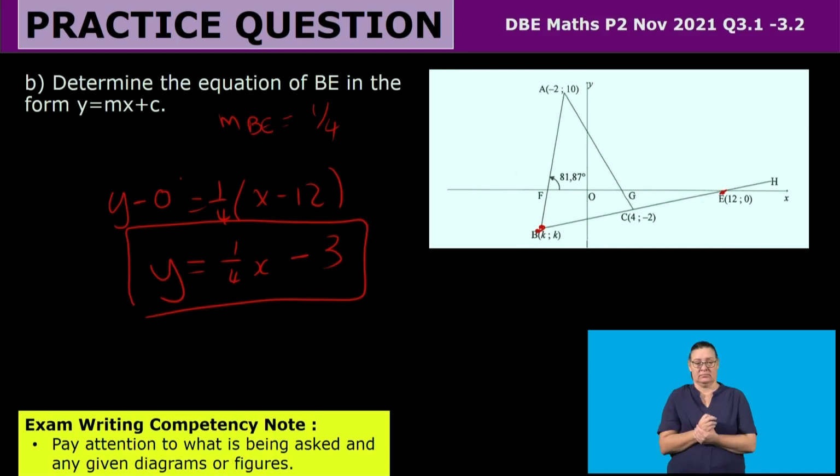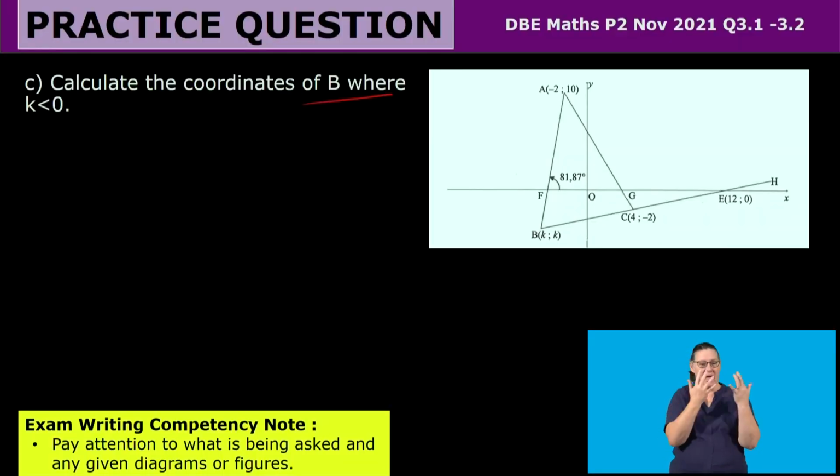Okay. Now, it's important information because we likely need this information in the next question, and that's how these multi-step analytical geometry questions build up. And indeed, look at the next one. It says, calculate the coordinates of B where k is less than 0. How do we do that?